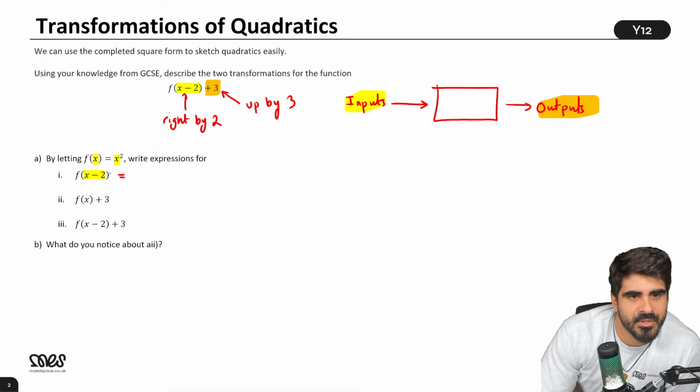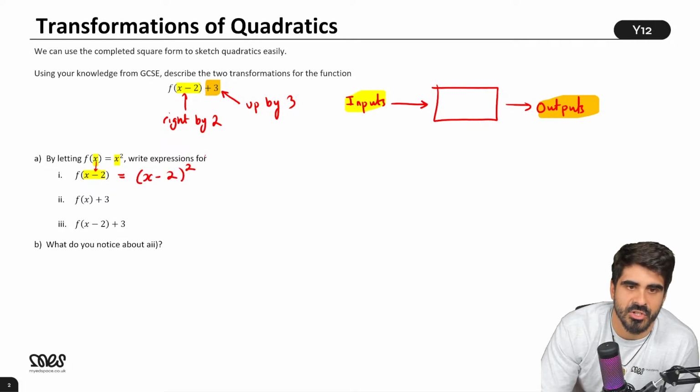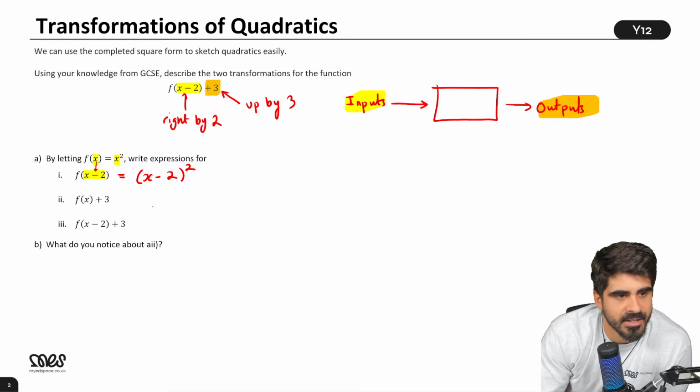Good. So here, guys, you can see, Katya, good. You're just changing x to x minus 2. So wherever you see x, you're going to change it to x minus 2, and then squared. Yeah, nice. Nice, Tazib, my guy.